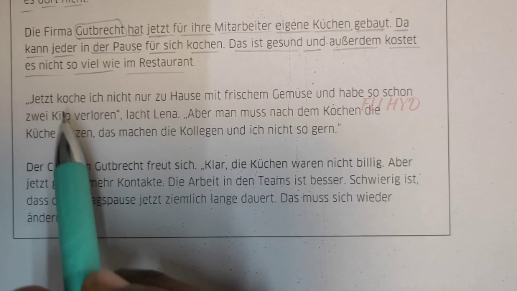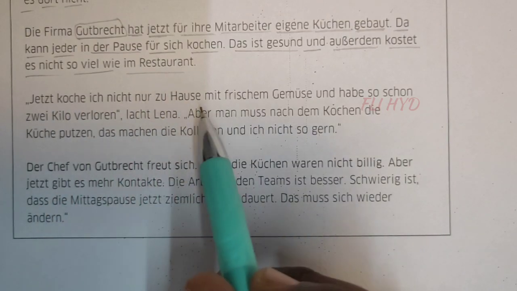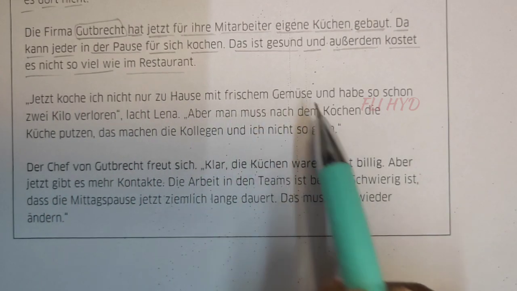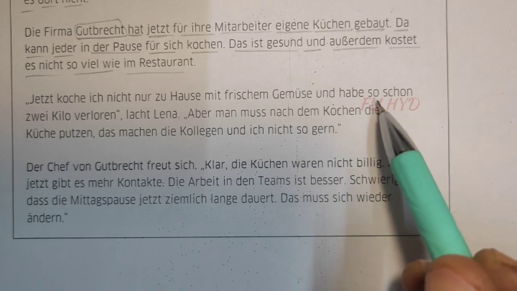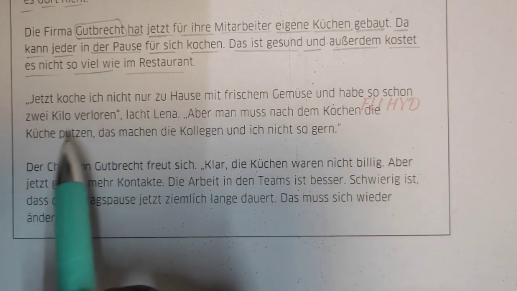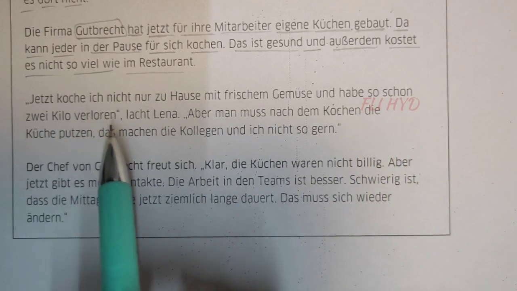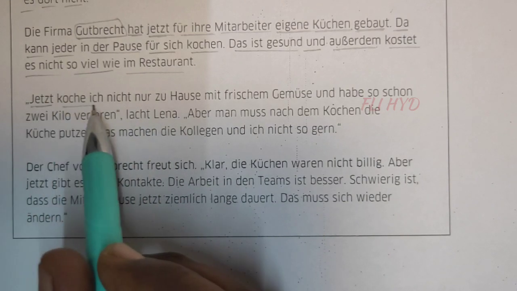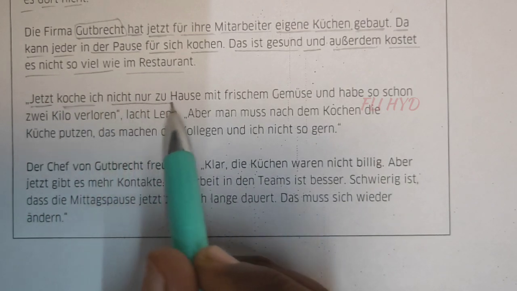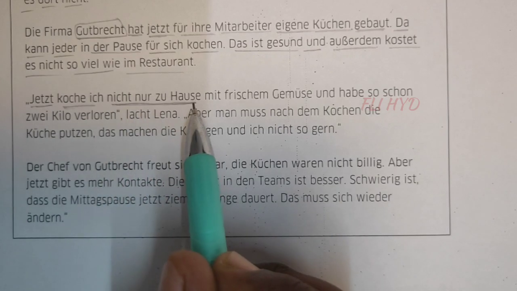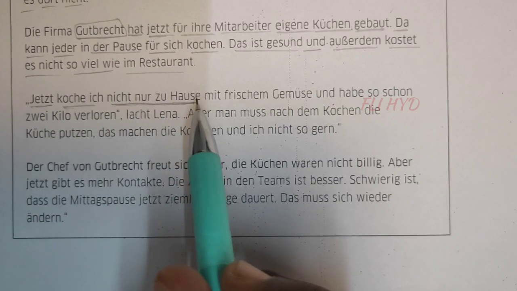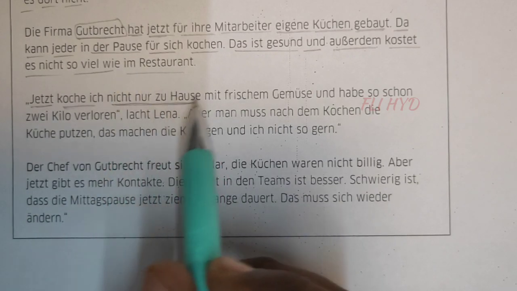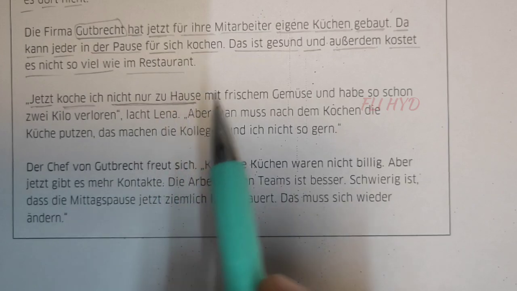Jetzt koche ich nicht nur zu Hause mit frischem Gemüse und habe so schon 2 Kilo verloren, lacht Lena. Jetzt, now, koche ich, I cook, nicht nur zu Hause, not only at home, means but also at the office. Now she is cooking not only at home but also at the office.